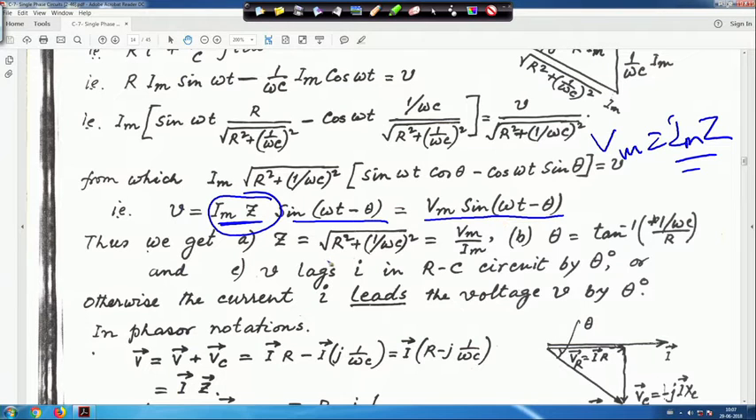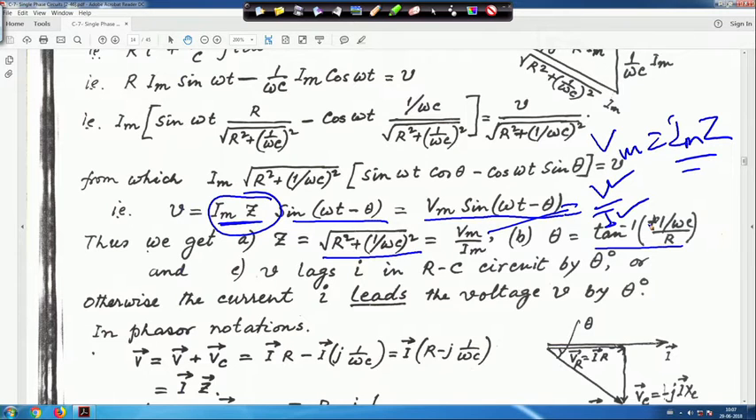Thus we get Z is equal to the square root of R squared plus (1 upon omega C) squared, and again it is equal to Vm by Im, which is equal to V by I, where V and I are the RMS values. Earlier I told you this is also equal to V upon I, where V is the RMS value and I is the RMS value. Whenever we solve numericals, in most cases we will use only RMS values. And theta is equal to tan inverse of (1 upon omega C) by R, but with a minus sign there.